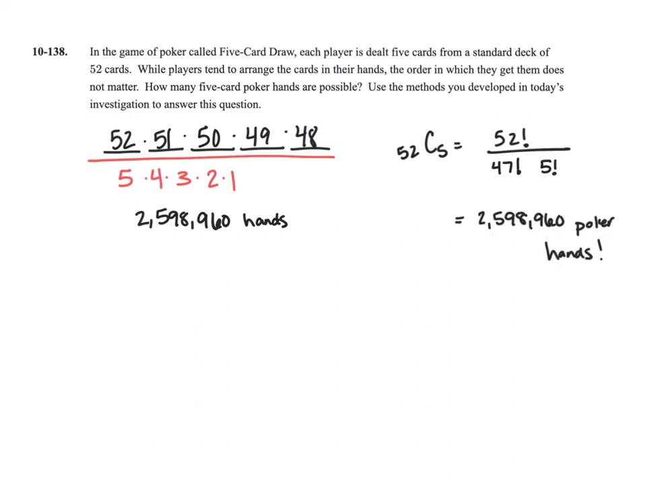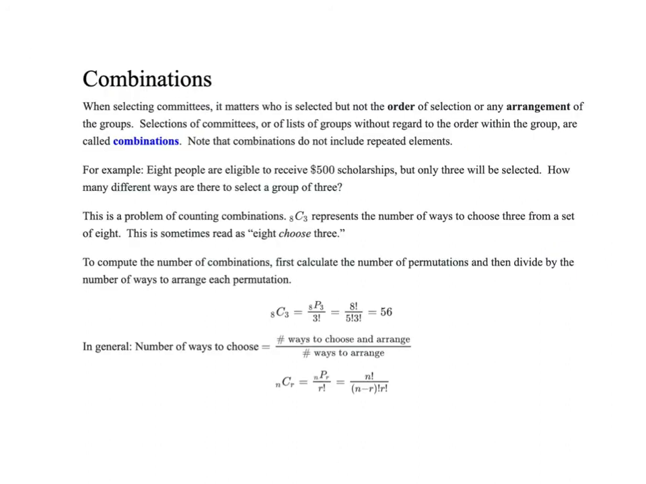So to recap, when selecting committees, it matters who is selected, but the order of selection or arrangement of the groups doesn't matter. So committees, other lists or groups where the order doesn't matter, or there's no regard to the order within the group, or maybe they all have equal status, are called combinations. Combinations do not allow for repetition of the elements. And they give you a couple examples here.